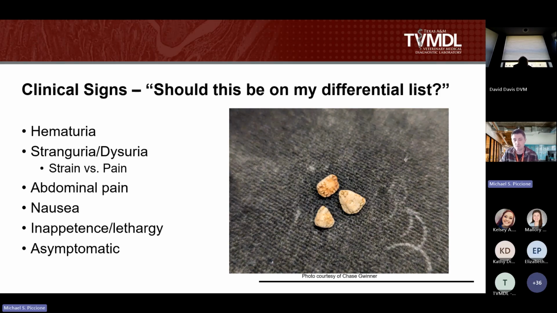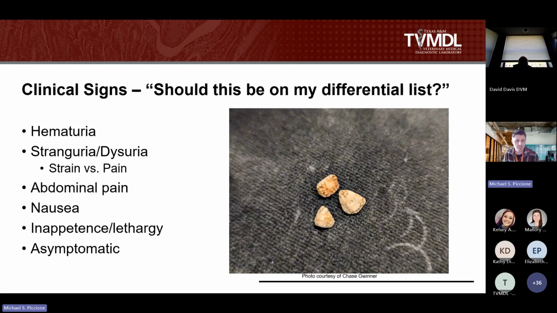That is one of the most difficult things about our profession, is that we can't talk to these patients. They can't tell us, oh, I have all this abdominal pain today, and oh man, I'm not urinating quite great. We rely on what we find on physical exam, we rely on our diagnostics, and we rely a lot on clinical history from that owner.